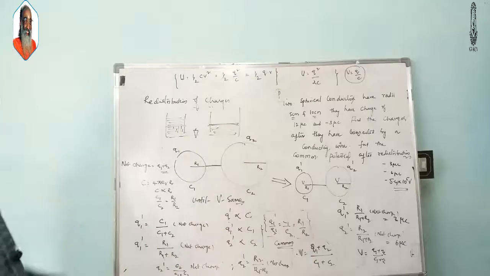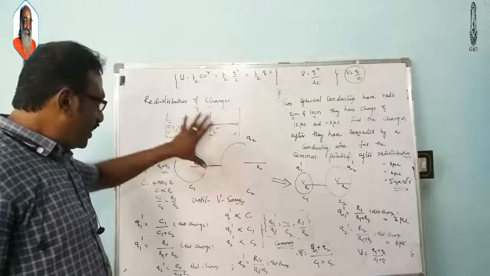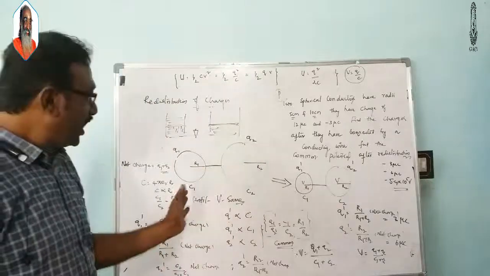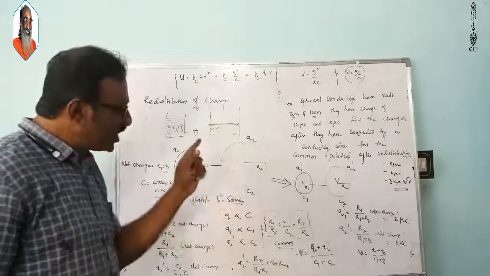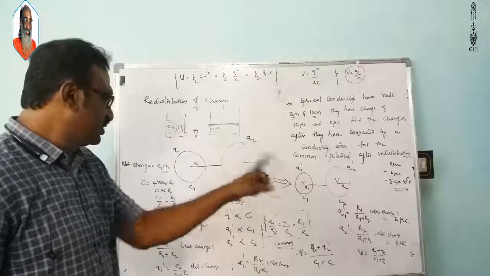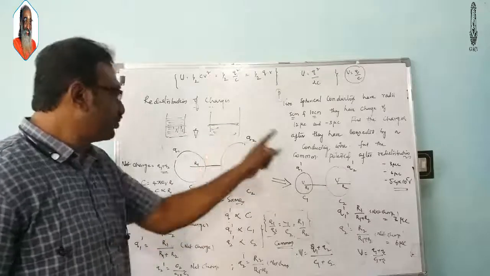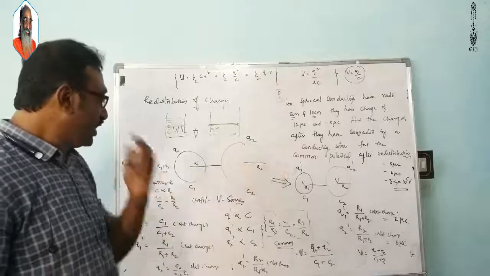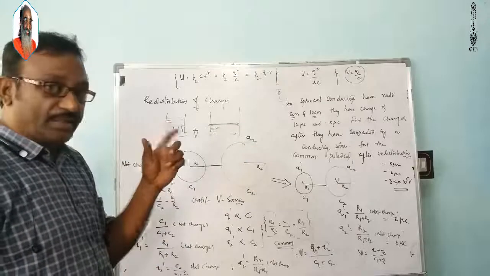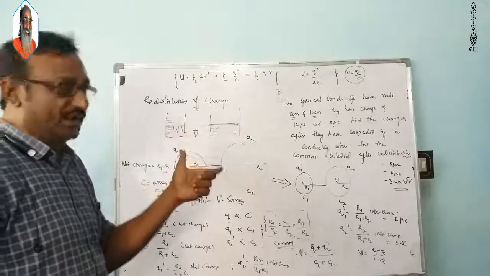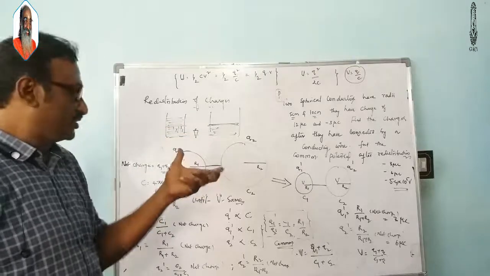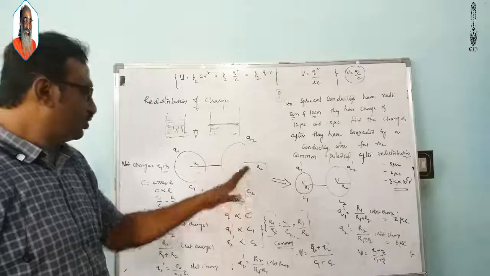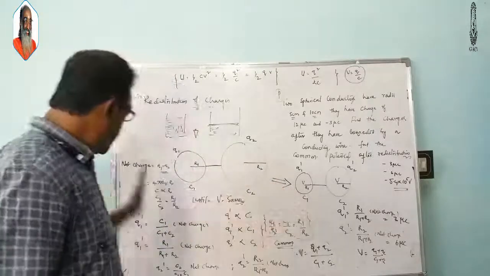Okay. So remember the concept here. After redistribution, the potential remains the same. And after redistribution, the charge depends upon the capacitance, so Q1 dash is proportional to C1 and Q2 dash is proportional to C2. And already we know that the capacitance depends upon the radius or the dimension, so C1 is proportional to R1 and C2 is proportional to R2. Using that we got these expressions.